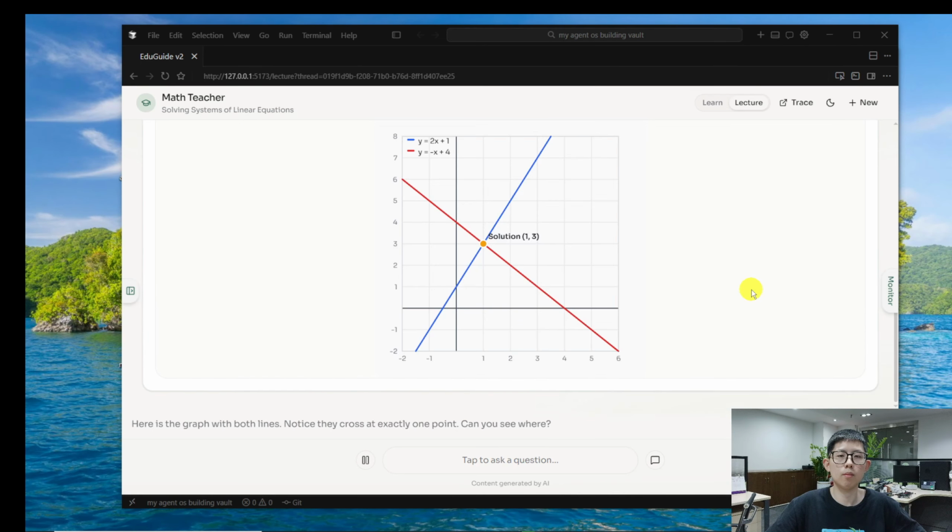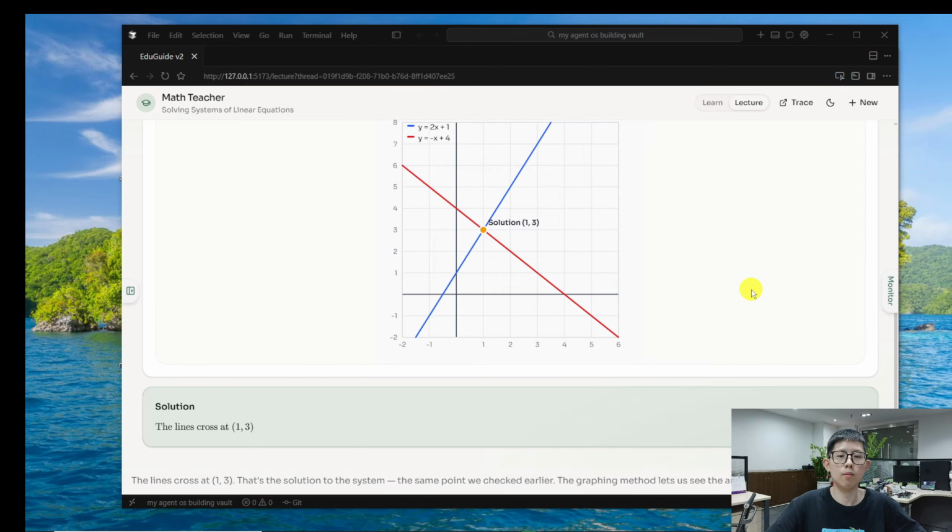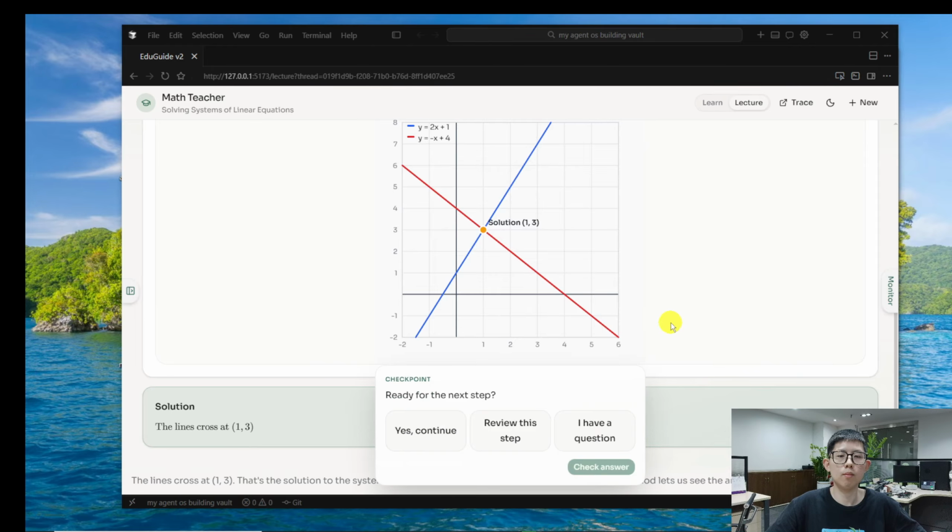Here is the graph with both lines. Notice they cross at exactly one point. Can you see where? The lines cross at (1, 3). That's the solution to the system, the same point we checked earlier. The graphing method lets us see the answer visually. Yes, continue.